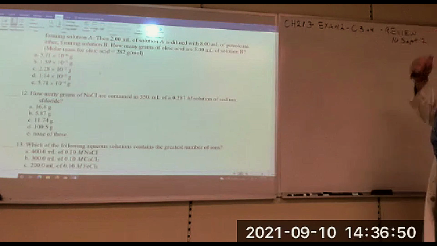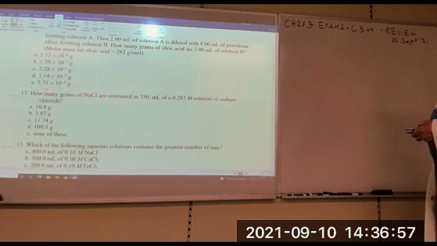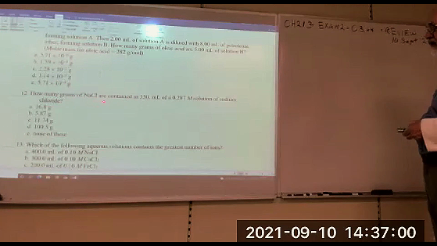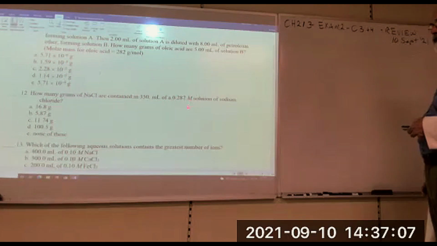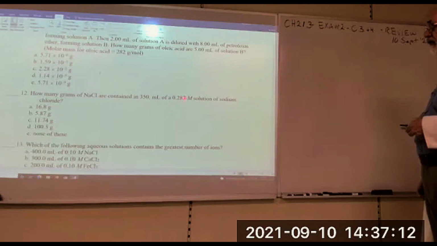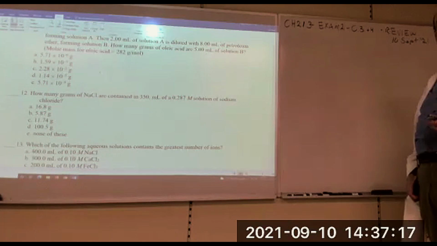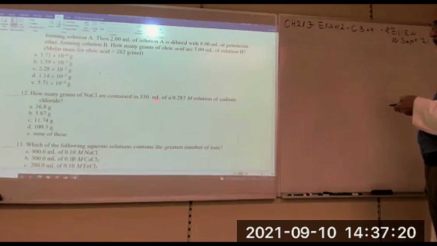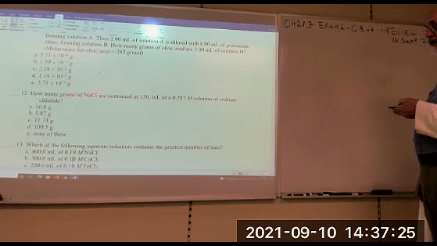Let's see. How many grams? Okay. If you need to know how many grams of a solute is in a certain volume of a known concentration, you just use that formula. Molarity equals moles divided by volume, and solve for the unknown, which in this case would be moles. So moles would be molarity times volume. But that has to be converted to liters. And then once you got the moles, then you use molar mass to convert to grams.